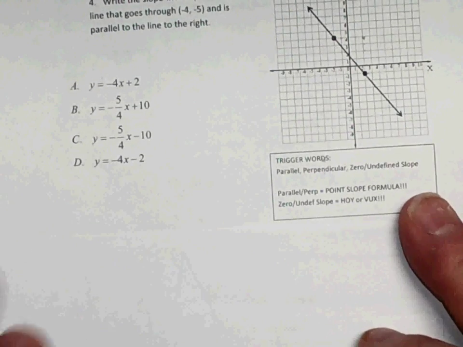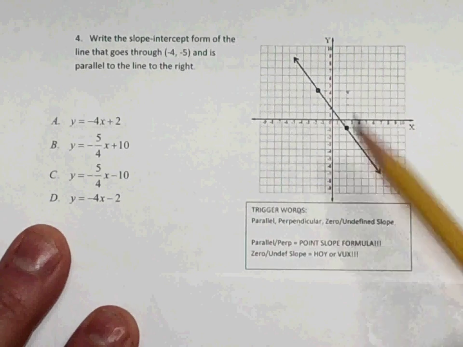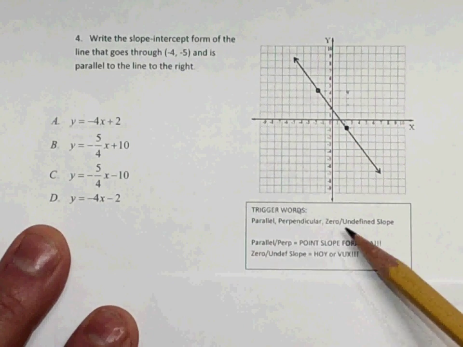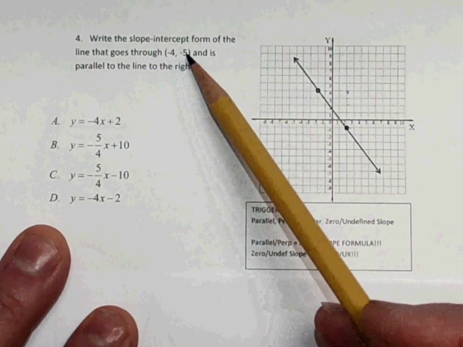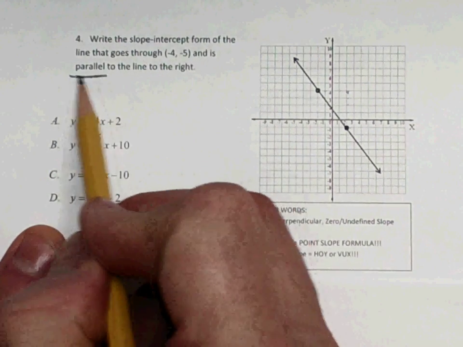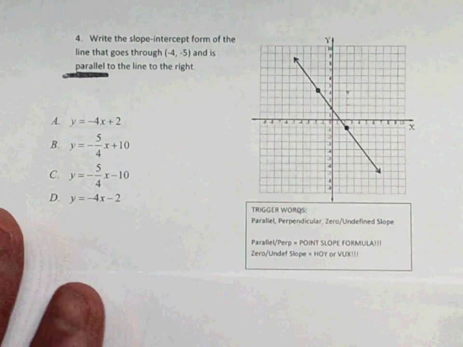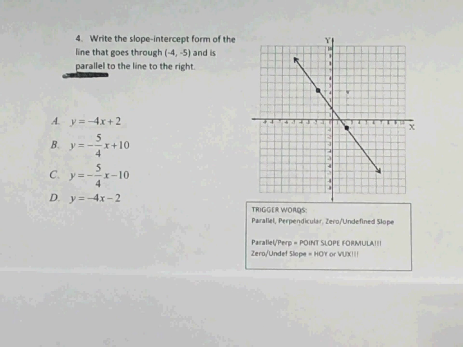Alright, what's next? What are we doing here? What do we got? Trigger words: parallel, perpendicular, 0, undefined slope. Write the slope-intercept form of the line that goes through this and is parallel. Alright, so what do you know about the slopes of parallel lines?